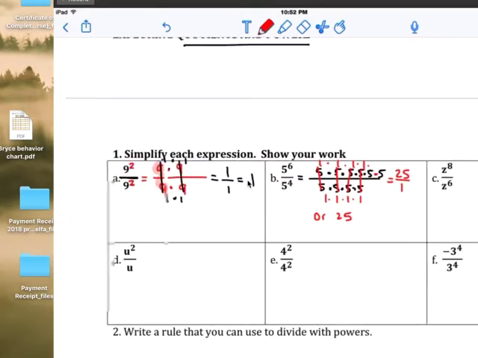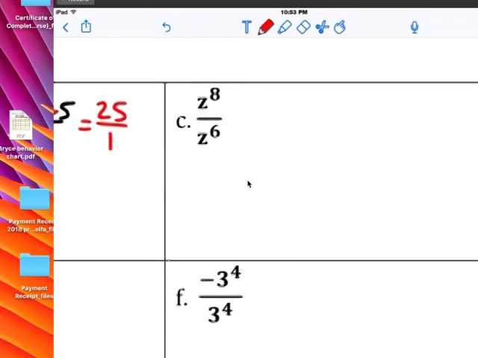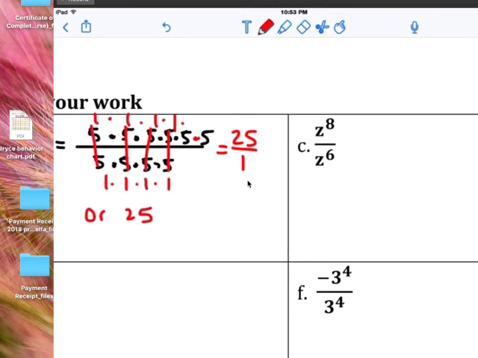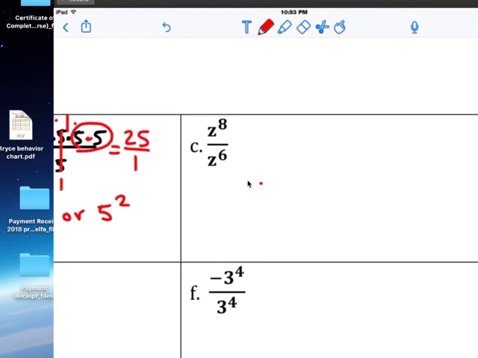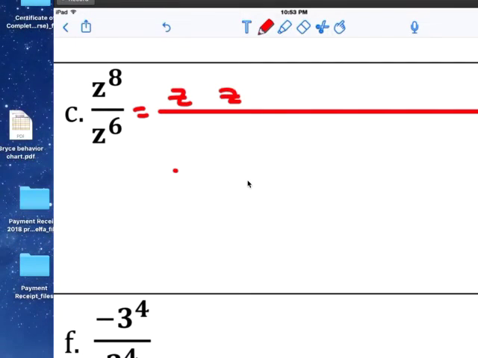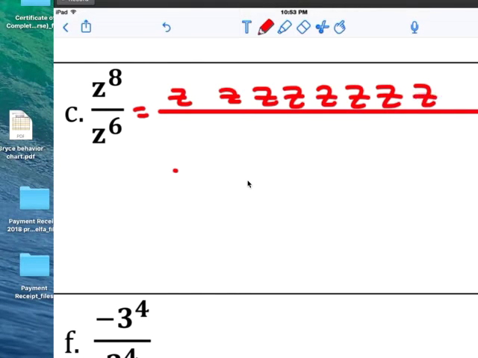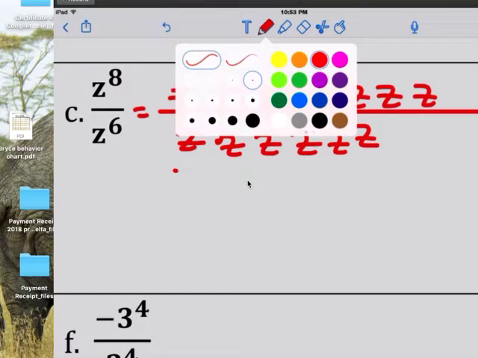Okay. Now, how about this one here? Okay. How about z's? What if we use z's? Z, there's 8 of them, right? 3, 4, 5, 6, 7, 8. 1, 2, 3, 4, 5, 6. Means to multiply.